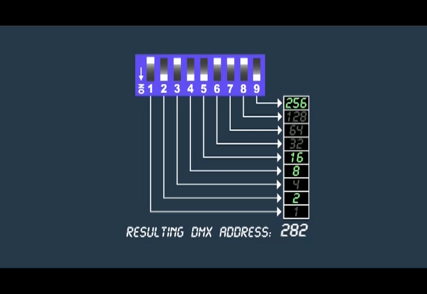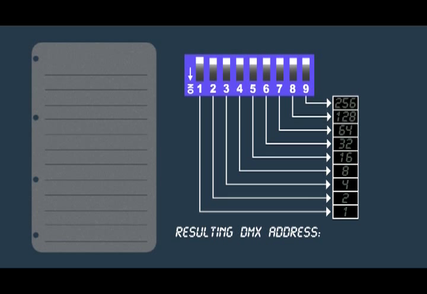So far we've shown you how to read a dipswitch. But what about the other way around? What happens when you know the address and you have to figure out the dipswitch setting? Well, it's a good idea to have a pencil and paper. Let's just say that our target DMX address is 405. The question is, how do we represent that with a dipswitch?